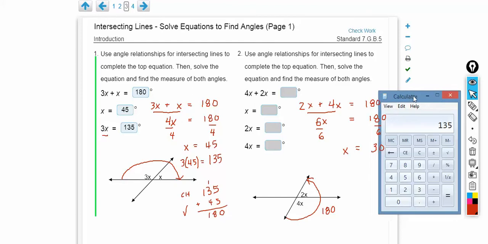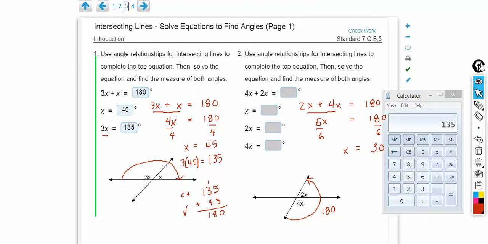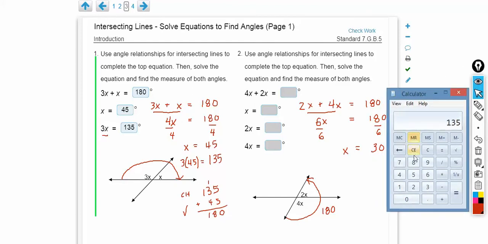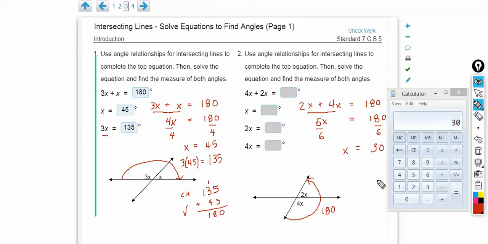Calculator. Over just a little bit. Clear. 180 divided by 6 equals 30. 2x, which is 2 times 30, equals 60. And 4x, which is 4 times 30, equals 120.